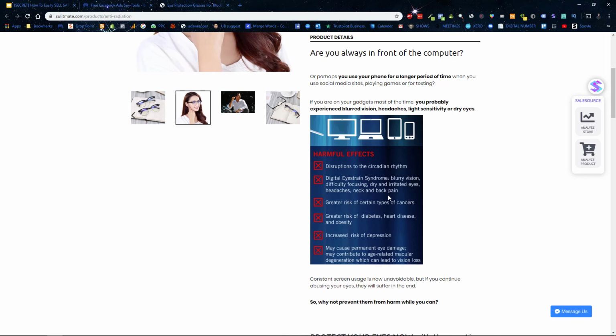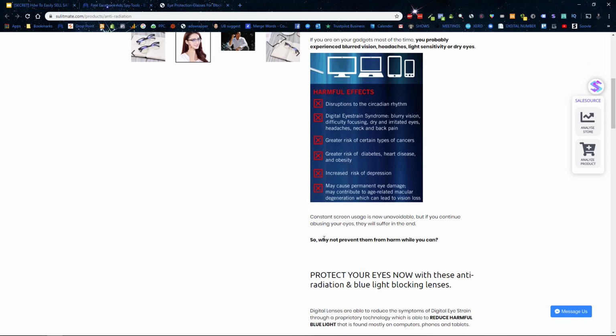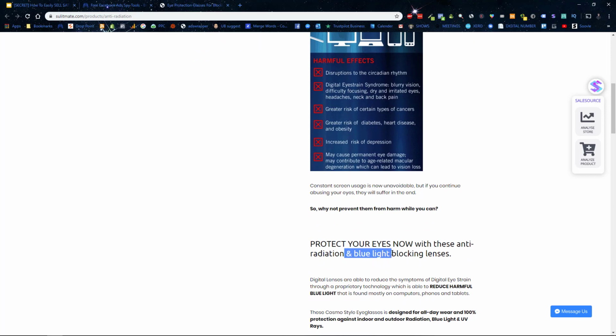Okay, so you question the benefits, some of the effects they've done in this case, and then keep going on with it. Whenever you want to list the benefits, always having a question piques interest. I've always said this. Question piques interest. Protect your eyes now with these anti-radiation and blue light blocking lenses. You can see constant screen usage is now unavoidable, but if you continue abusing your eyes, they will suffer in the end.